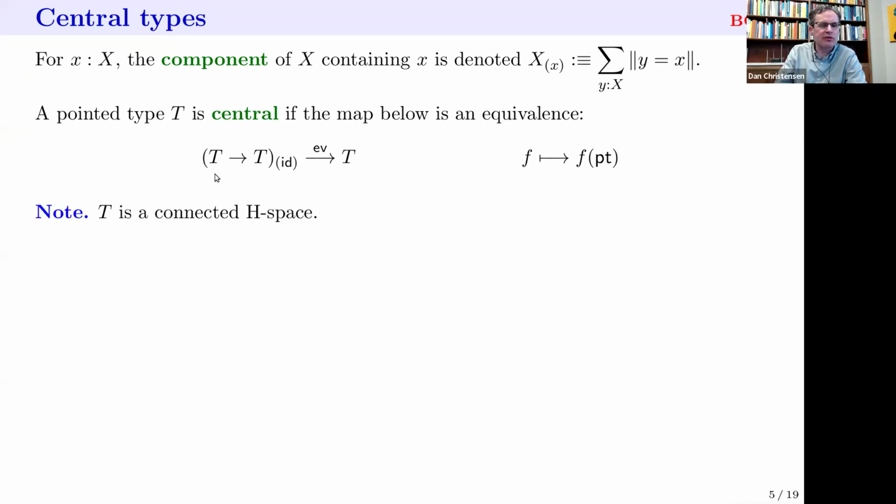So before I can get to some examples, first here's a fact, and then I have a proposition. First, since T will be equivalent to a component, it will always be connected. And this type on the left is an H-space because I can compose self-maps of T, and the identity map is a 2-sided identity for that. So an H-space is a type with a binary operation and with an element that is a 2-sided identity for that operation. So this type is an H-space, and if T is equivalent to it, the H-space structure will transfer across that. So every central type is a connected H-space, fairly immediately from the definition.